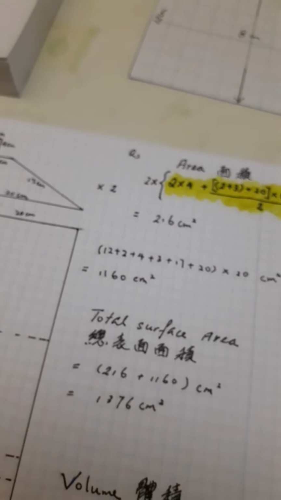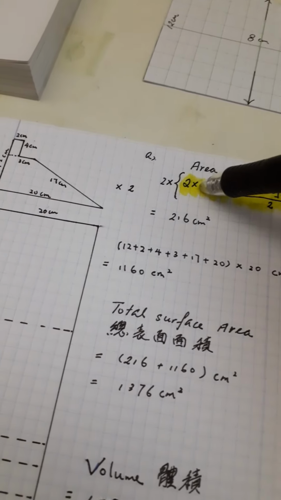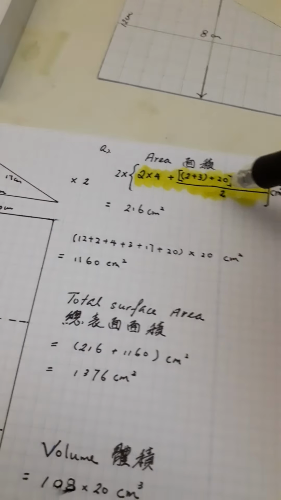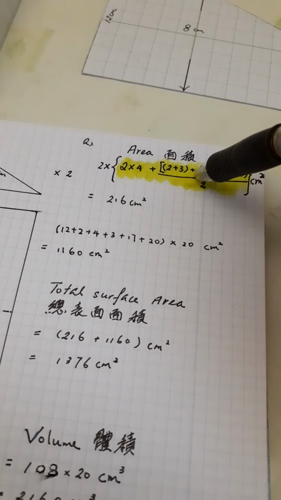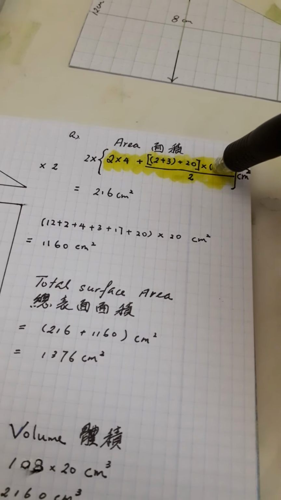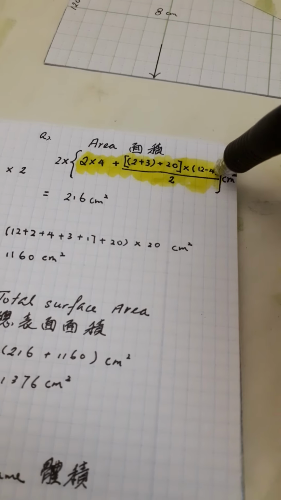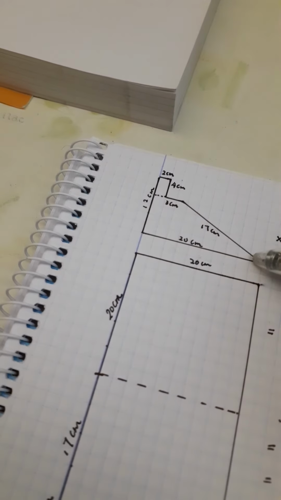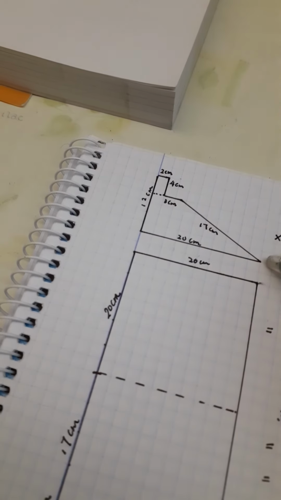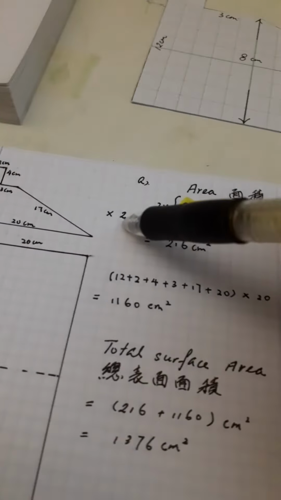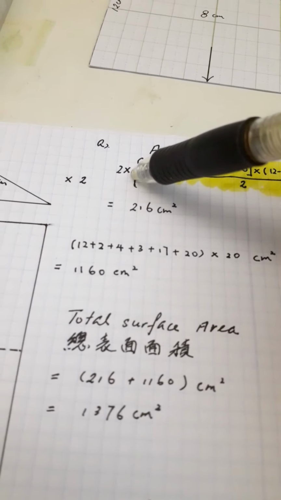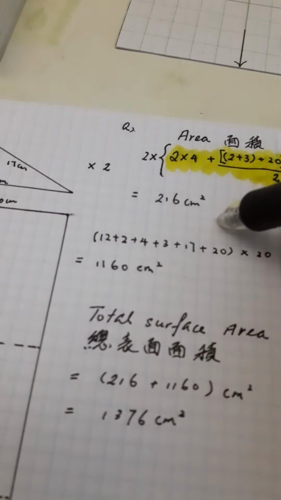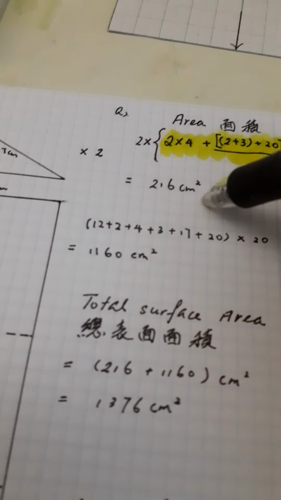And therefore, in this case, first, this part is the area of the rectangle, the smaller one. And then upper base plus lower base, times the height of the trapezium, and then divided by 2. Add these together will be the area of this figure. And then I have 2, therefore multiply by 2. The result is 216 cm square.